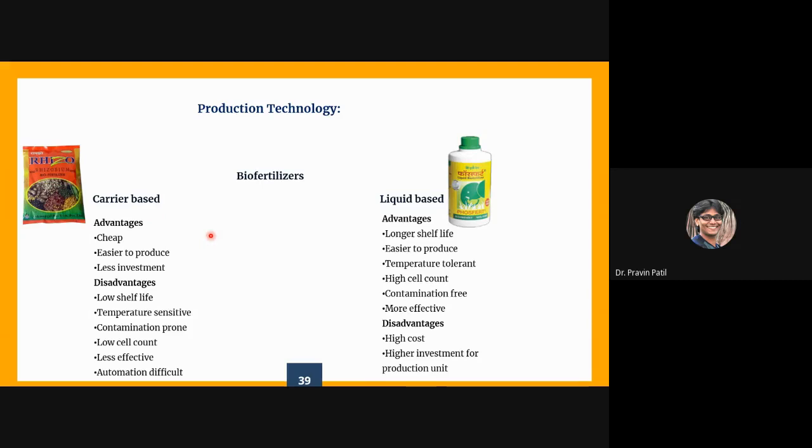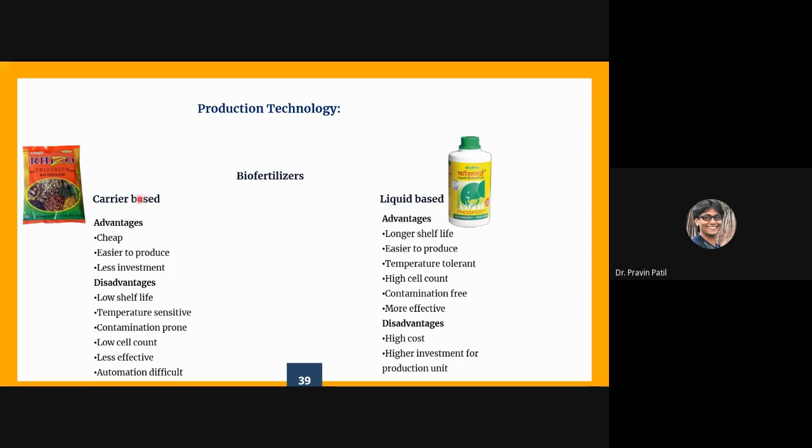So advantages of carrier-based fertilizer: they are cheap, easier to produce, and require less investment. So when this STTP is about the development of agriculture in rural field, in tribal areas, tribal area people do not have sophisticated facilities or high amount of investment. So they must have an option which is feasibly available and can be used immediately in the field.